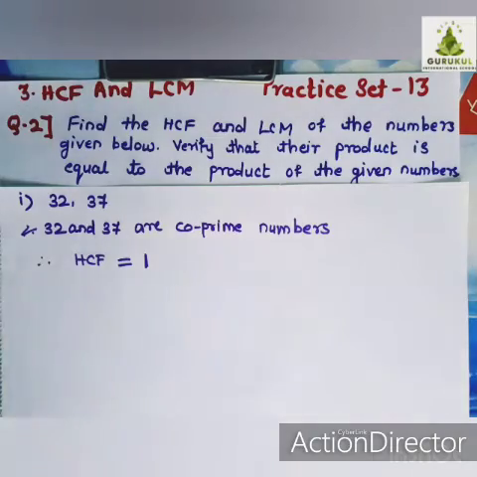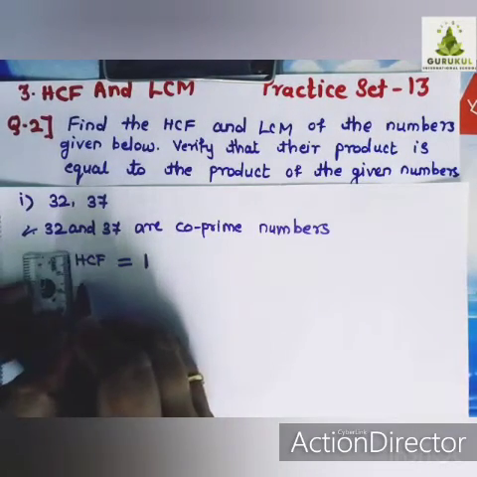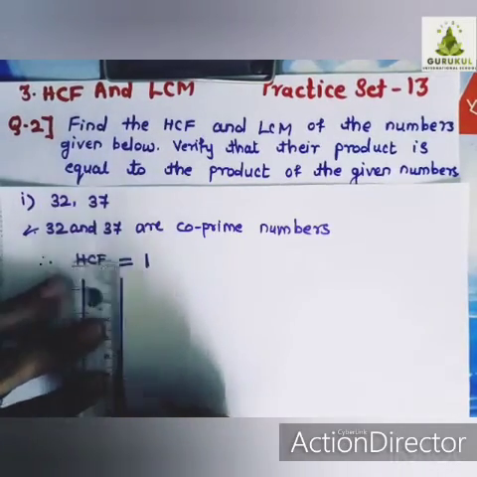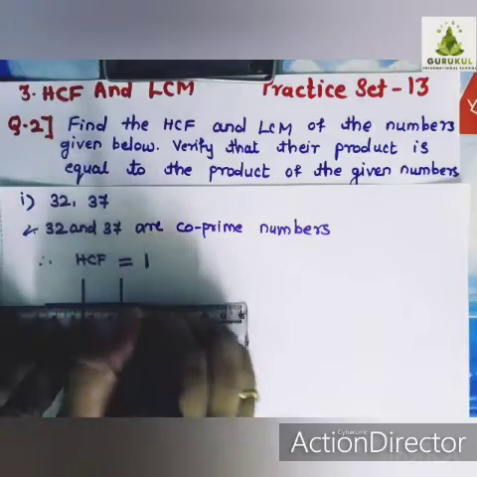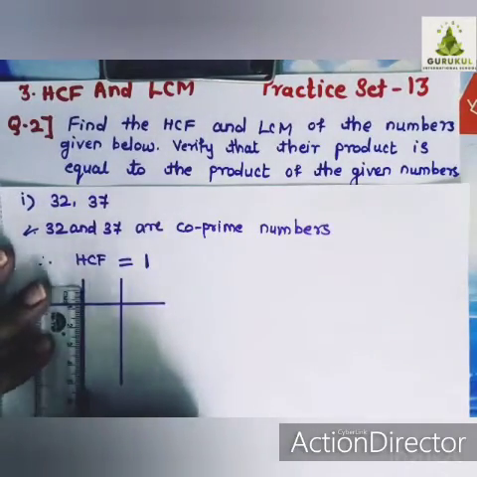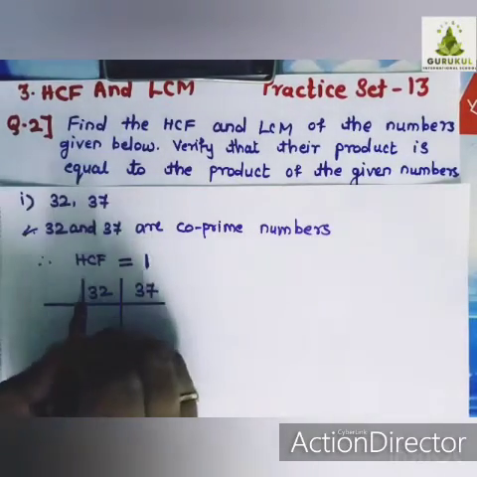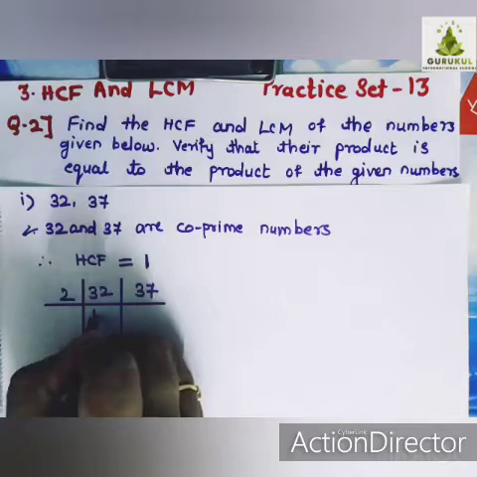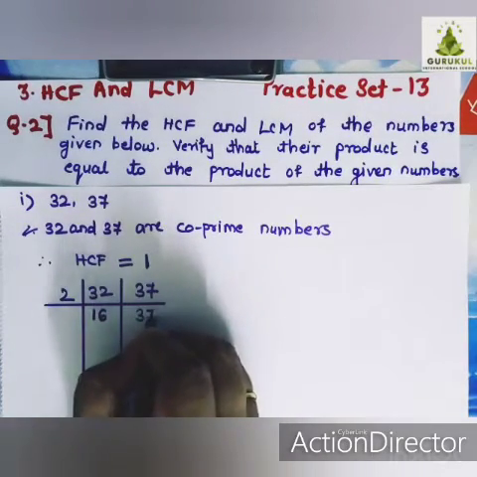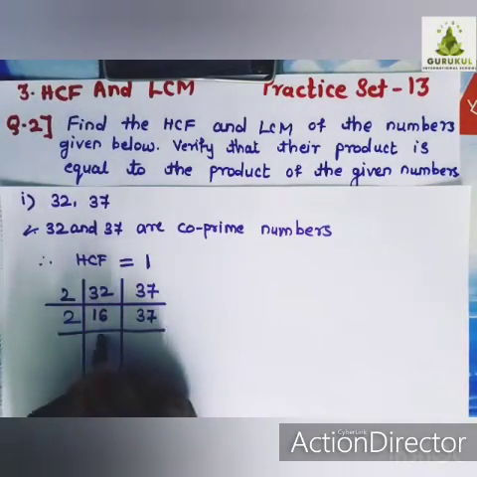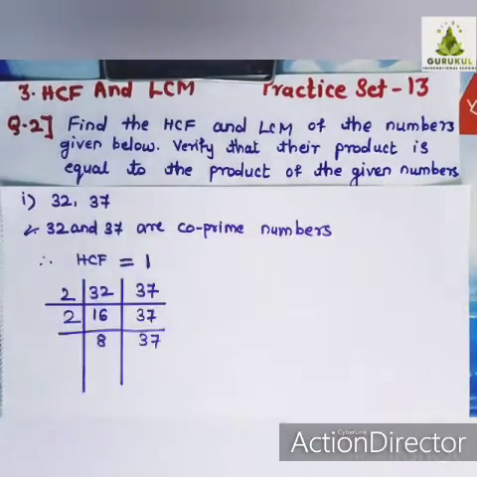We have to continue to find the LCM. For LCM calculation, we draw vertical and horizontal lines and then proceed. In the first column write 32, in the second column write 37. Start dividing by 2. 2 16s are 32. 37 you cannot divide by 2, so write it as it is. Then 2 8s are 16, so 2 here, 8, and 37 again as it is.